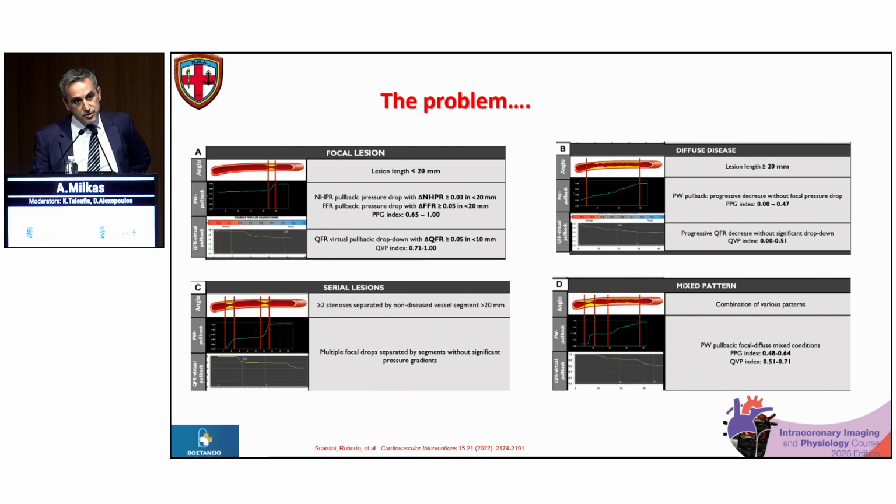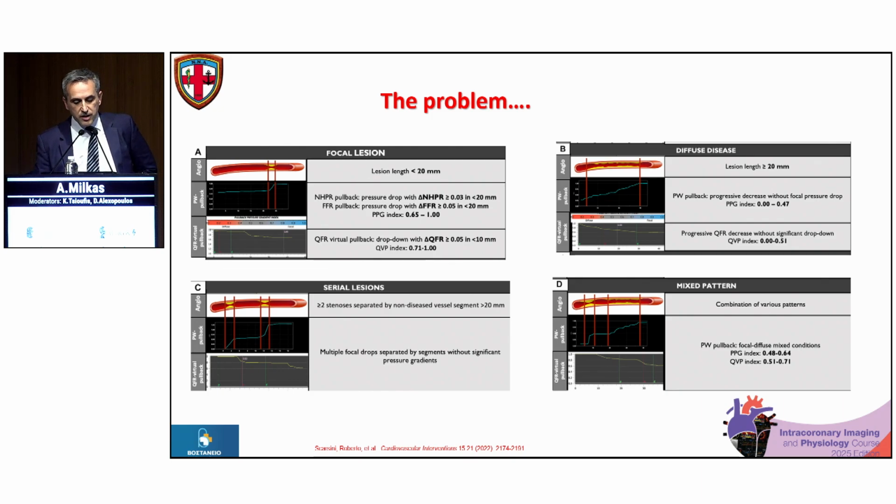And first is to identify the problem. We have 4 different patterns of coronary artery disease. We have focal lesions, diffuse, serial, and mixed pattern. And we have the tools to identify in which case our patient matches best. First of all, lesion length. If we are talking about focal lesions, we have to see that the lesion is less than 20 millimeters.